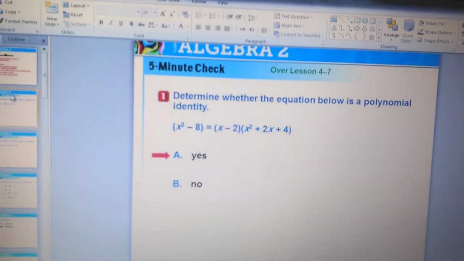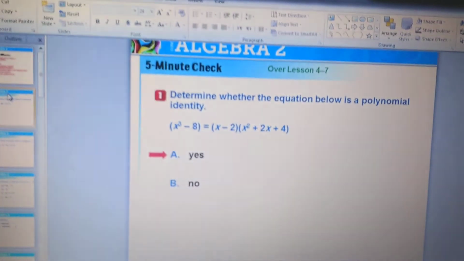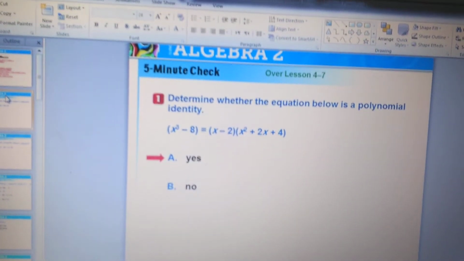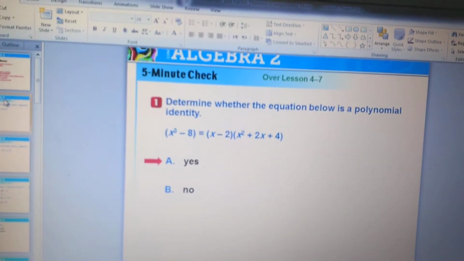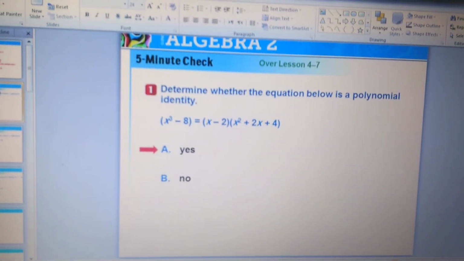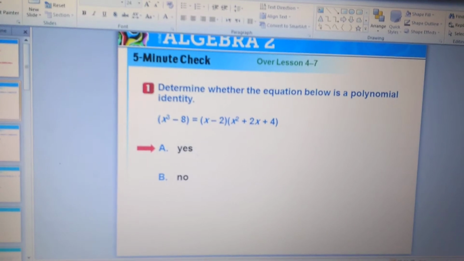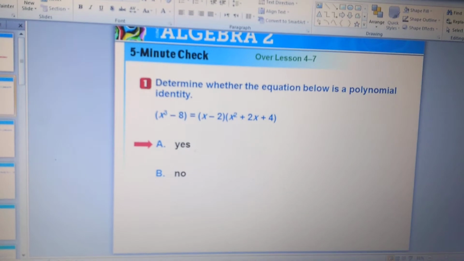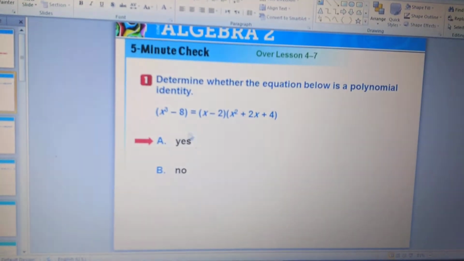Here, determine whether the equation below is a polynomial identity. x cubed minus 8 equals (x minus 2) times (x squared plus 2x plus 4). To know if this is an identity or not, I must prove that the first side equals the second side, or left side equals right side. Of course, if you solve it, you will find it is an identity.